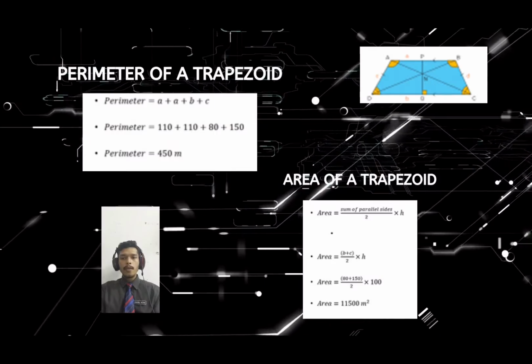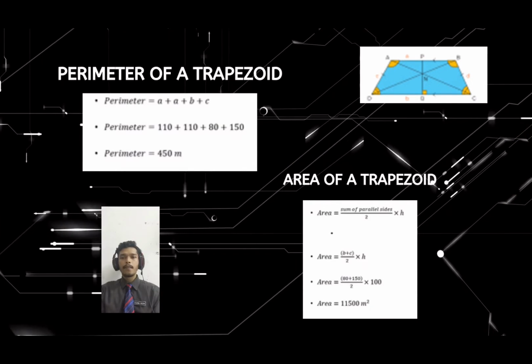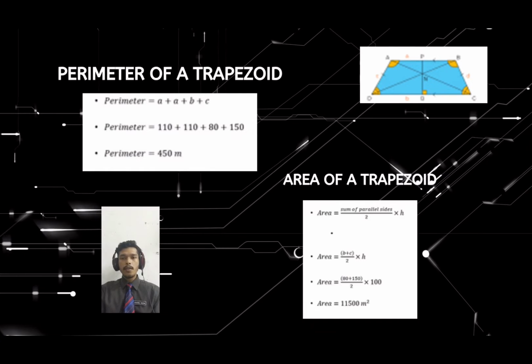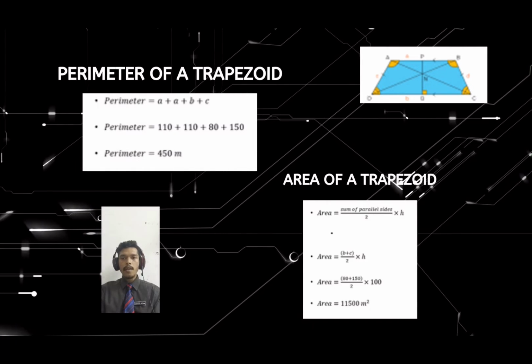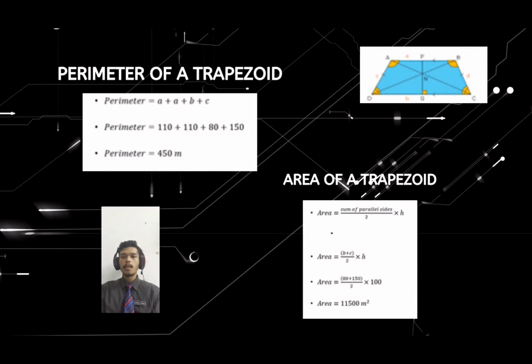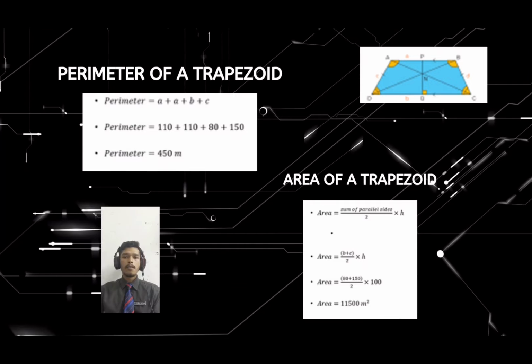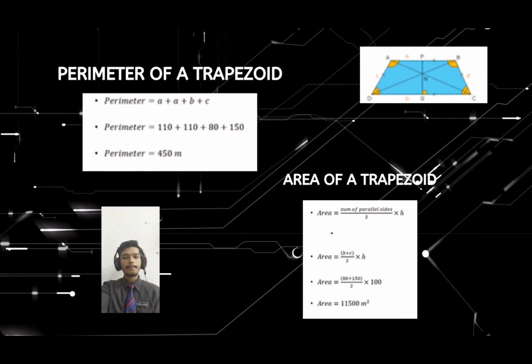We can find the perimeter of a trapezoid. We add all the side lengths. So for this trapezoid, we just add 110 plus 110 plus 80 plus 150, and we get the perimeter of this trapezoid is 550 meters.